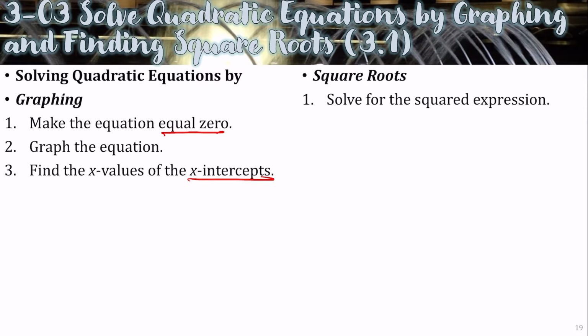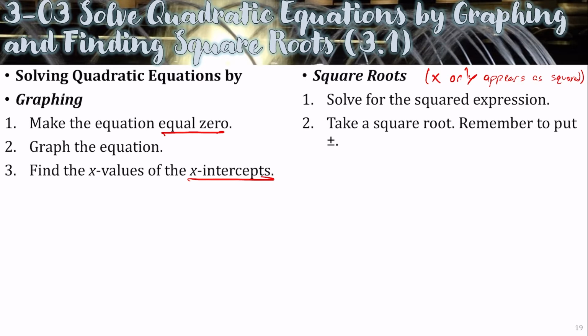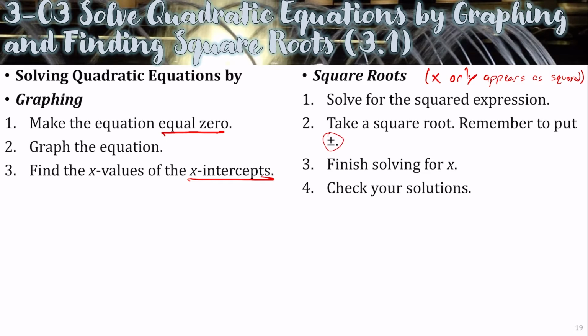And when you do square roots, you want x only to appear as squared. So it's just x and it's squared. Now that might be inside of parentheses with other stuff, but this is not with x squared and x. It's just x squared. Solve for the squared expression. Take the square root. Remember, when you're solving and take a square root, you have to put a plus and minus. Finish solving for x, and check your solutions.